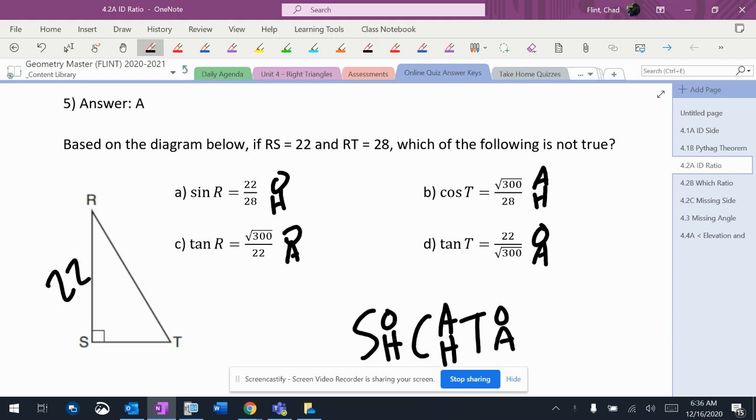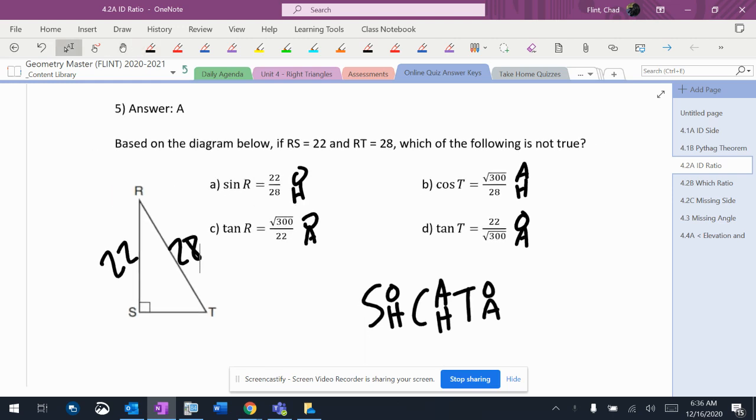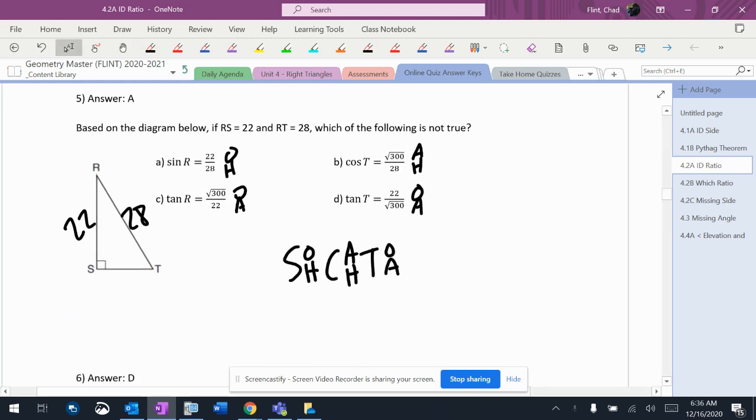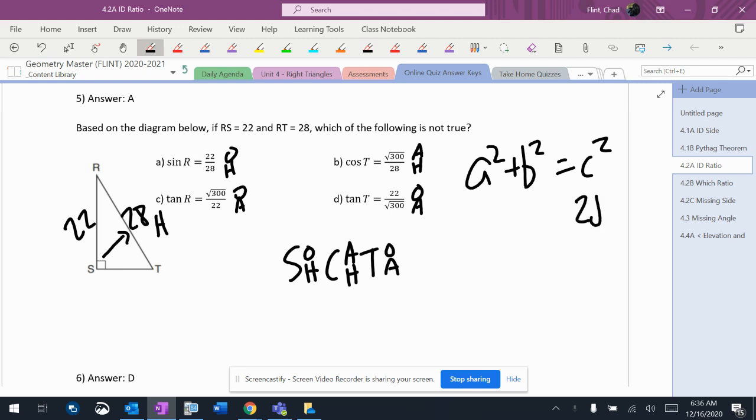It tells me RS is 22 and RT is 28. I don't have the missing side. Now I can look at the fractions and easily see that it must be square root of 300, but I should really check it to make sure, because if the person writing the questions wanted to be a little bit more inventive, then they could put a couple of different things in there so you're really sure.